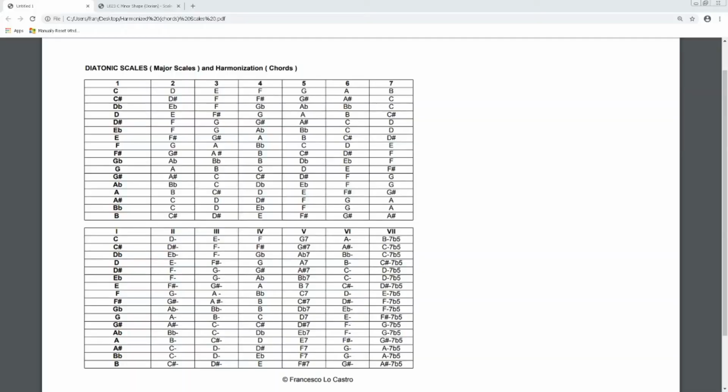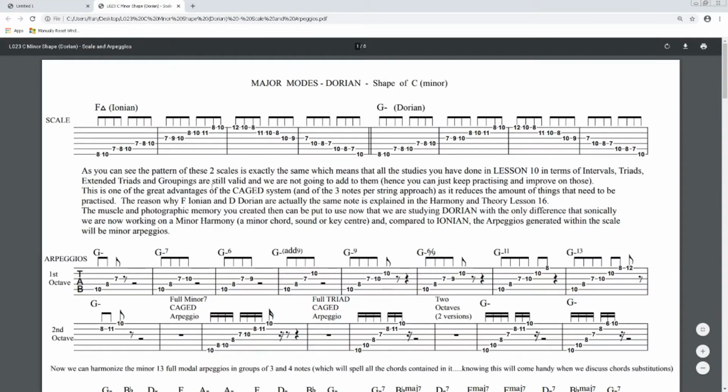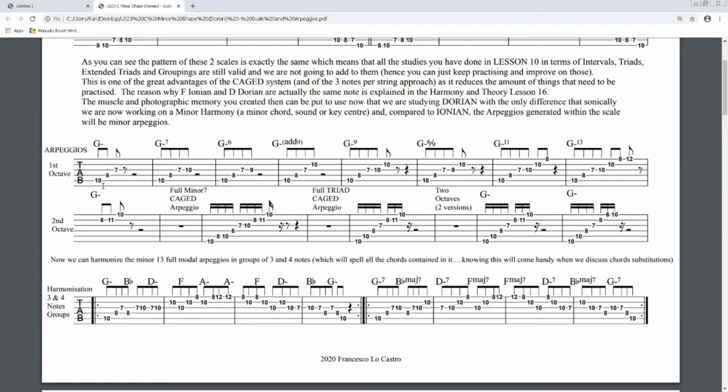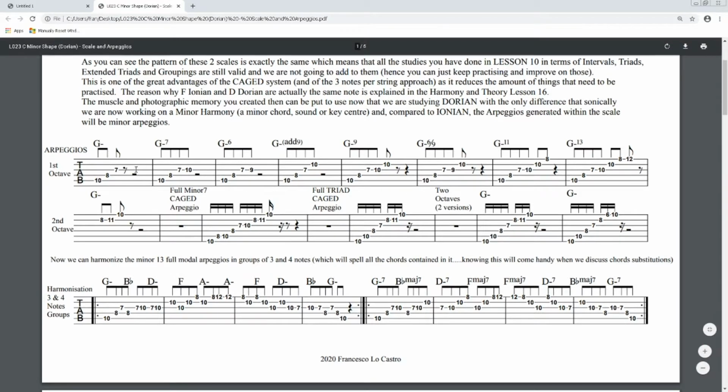Having said that, we can start looking at what's contained in this particular PDF. So the first thing you'll notice are the actual arpeggios, the minor arpeggios. I wrote them in the key of G, since I've done the others that way, I'm using this as a constant. And here we have the triad, the minor 7, minor 6, add 9, minor 9, 6/9, 11, and 13. And then you have a second octave. The triad can be played over 2 octaves.